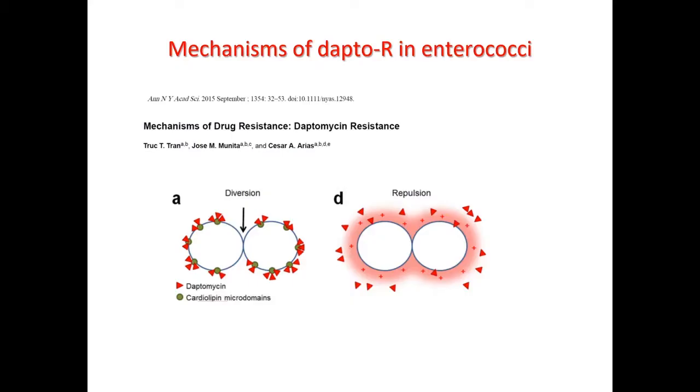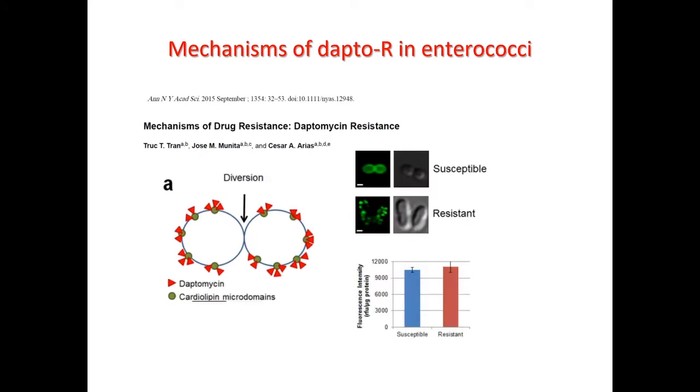This is the division septum of the bacteria, and this is where daptomycin should be. This is where it works. And these resistant bacteria somehow divert it away from its point of action. And this is the repulsion mechanism that resembles the one in Staph aureus. This repulsion mechanism is mainly described in Enterococcus faecium, not faecalis, like the first case. So these are some in vitro data to support those mechanisms.